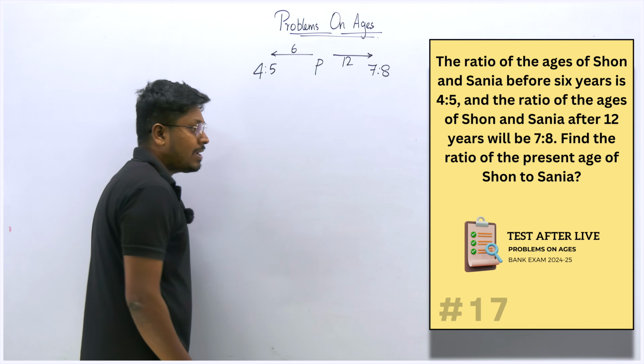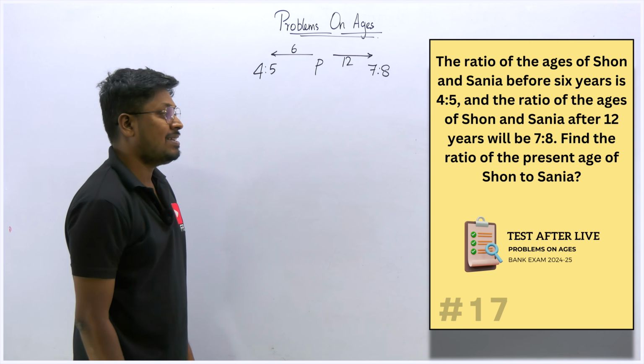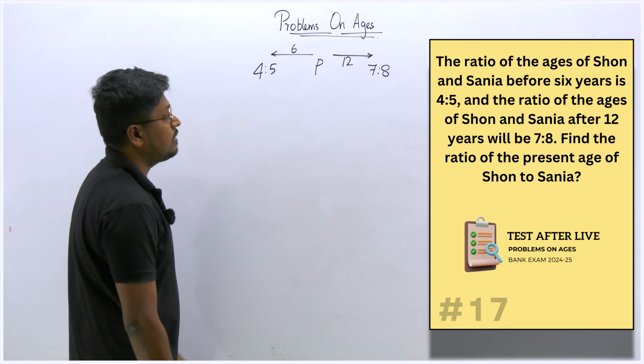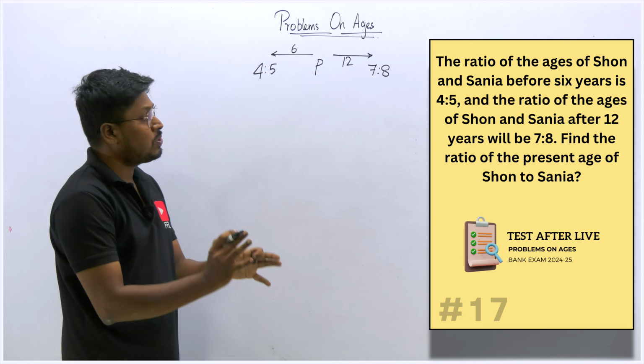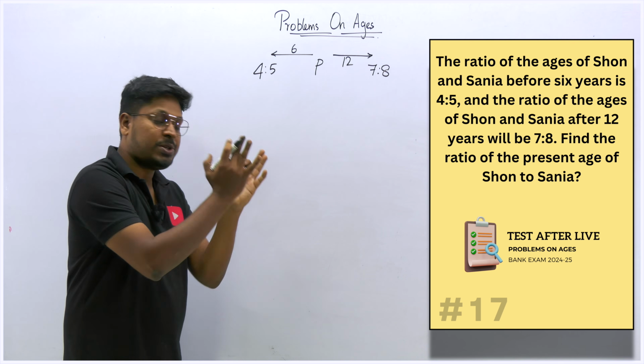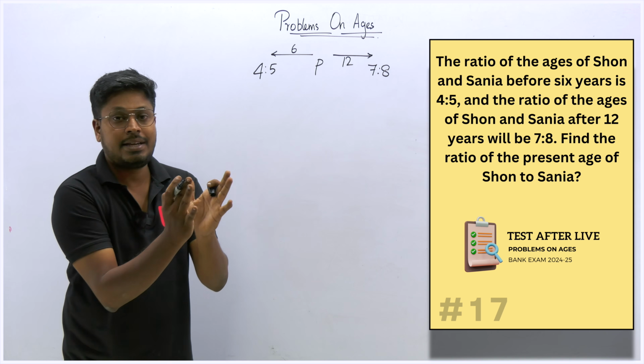So what is the target? Find the ratio of the present ages of Shan and Sania. So see here friends, they have given two different ratio values. One is the ratio for the past and another is the ratio for the future.